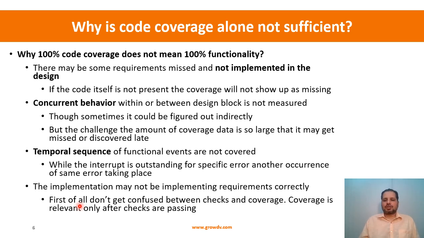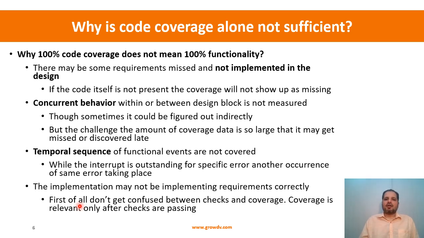We will get a question: why shouldn't I rely only on the code coverage metric? Why do I need to go for additional functional coverage or assertion based coverage, wherein I need to invest extra effort in not only planning, but also in implementing them? So why do I need to do that? Why is code coverage itself not sufficient? If I got 100% code coverage, why can't I say that it has met 100% of functionality? There are a couple of points that we need to understand.